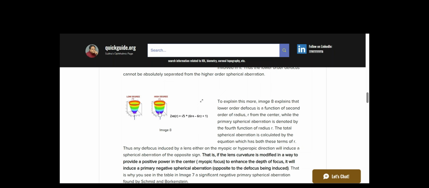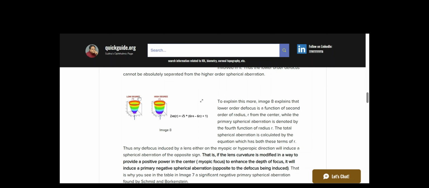induce is spherical aberration. Now, depending upon what you are providing, if you are providing more positive power, more positive curvature to provide the depth of focus, you will naturally bring in more negative spherical aberration over here. You can see the opposite sign over here, right? So spherical aberration is a product of both these two terms, this term and this term, right?